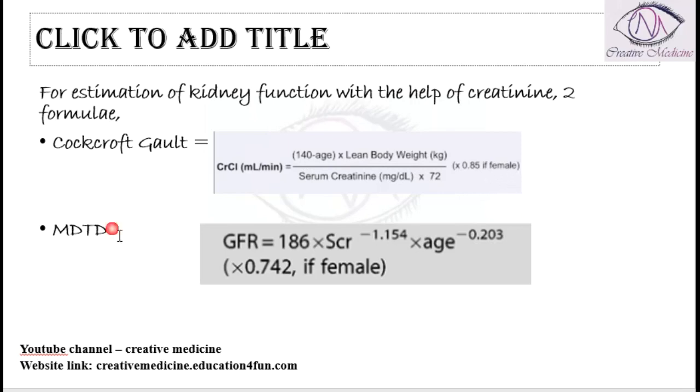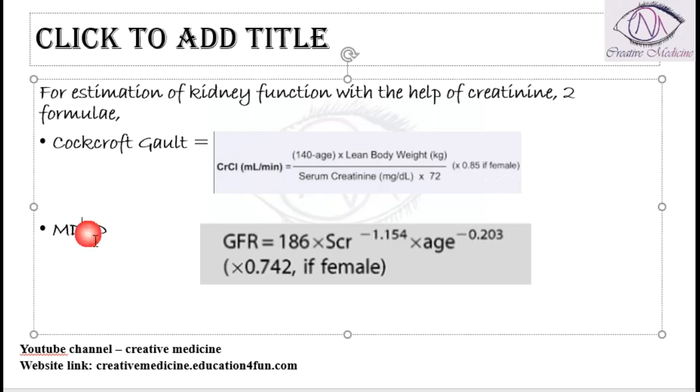And according to the MDRD formula, estimated GFR is equal to 186.3 times serum creatinine to the power of minus 1.154, times age to the power of minus 0.203, and if you multiply all this by 0.742 in females, then you get the estimated GFR value.